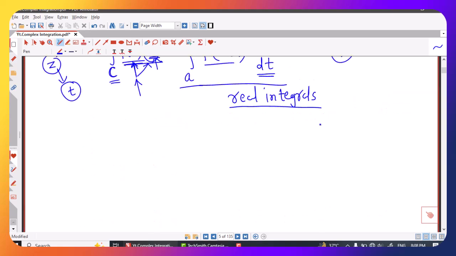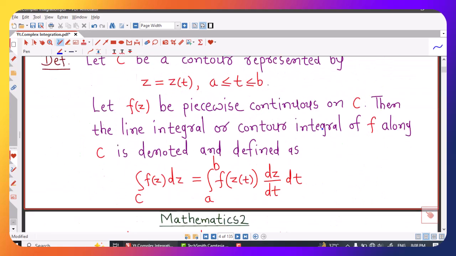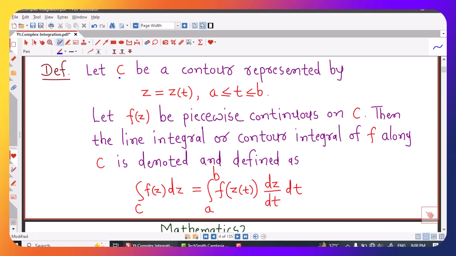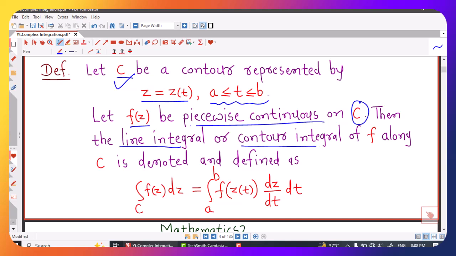So I have written this systematically here. Suppose we have some contour C which is represented by z as a function of t, where t is a parameter lying between two real numbers a and b. Suppose f(z) is some piecewise continuous complex function defined on this contour C, then the line integral or contour integral of this function f along C is denoted by this, and it is defined in this way.